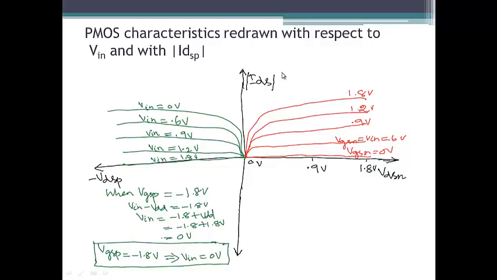Now we have taken the mod of the current. We are making the current positive. So it will go to the second quadrant, and now we are writing it with respect to Vin. So VGSP equal to minus 1.8 refers to Vin equal to 0 volts. I hope you all understand this. So we are rewriting VGSP in terms of Vin, and we are taking the mod value of the current. That's why the curves which are here come over here, the same curves. It looks like a mirror image with respect to this negative x-axis.